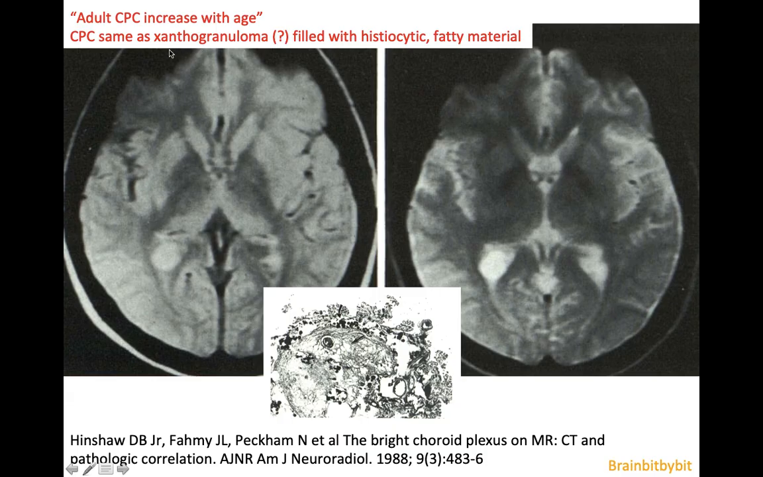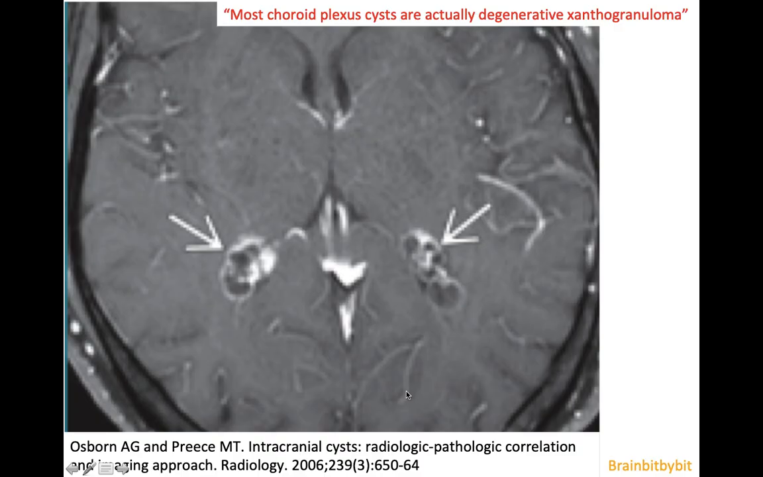Sometimes you can see the term xanthogranuloma, which are filled with very fatty histiocytic material, and there has been some debate if xanthogranuloma are the same as choroid plexus cysts. And there was an article in Radiology 2006 by Anne Osborn, who's really an authority on neuroradiology, stating that most choroid plexus cysts are actually degenerative xanthogranulomas. And you can see on this post-contrast T1 weighted image the rim enhancement of the choroid plexus lesions.